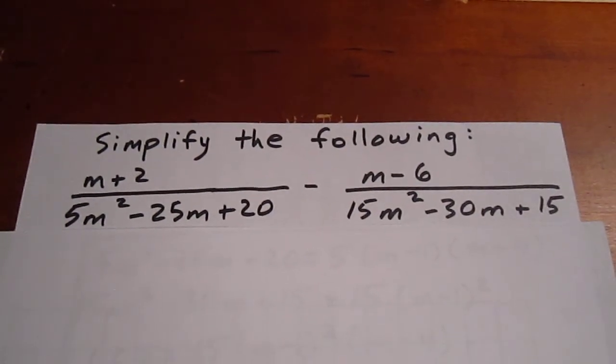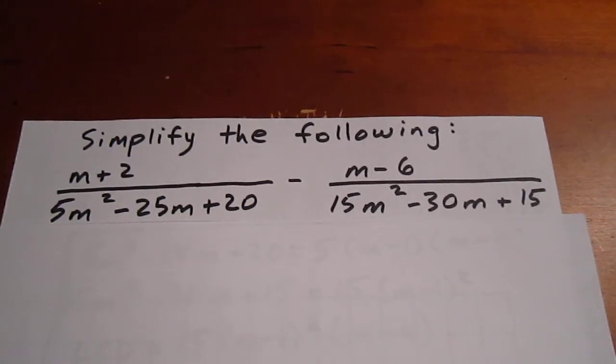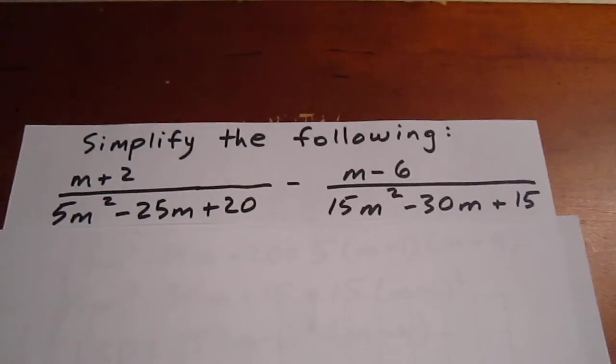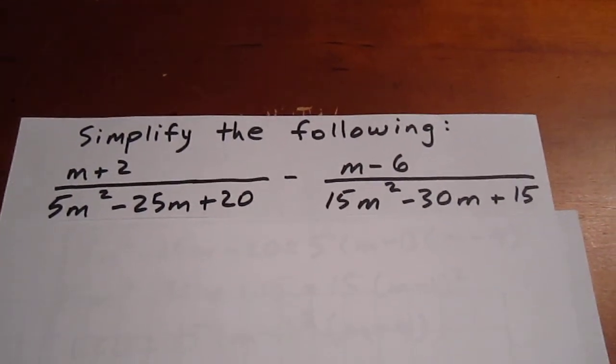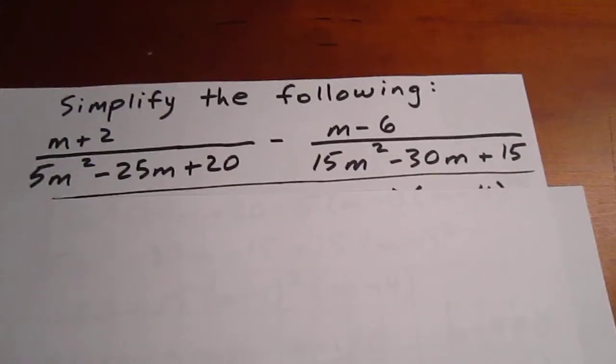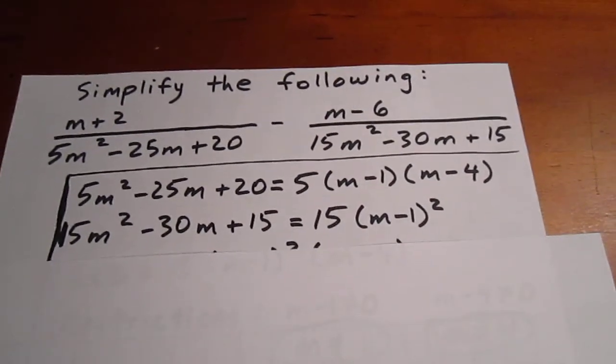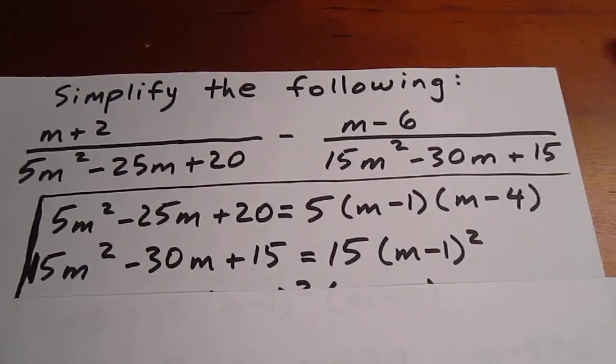For this question, we will subtract the expression m minus 6 over 15m squared minus 30m plus 15 from m plus 2 over 5m squared minus 25m plus 20. So to do this, we will first factor our denominators and then try to find a lowest common denominator.